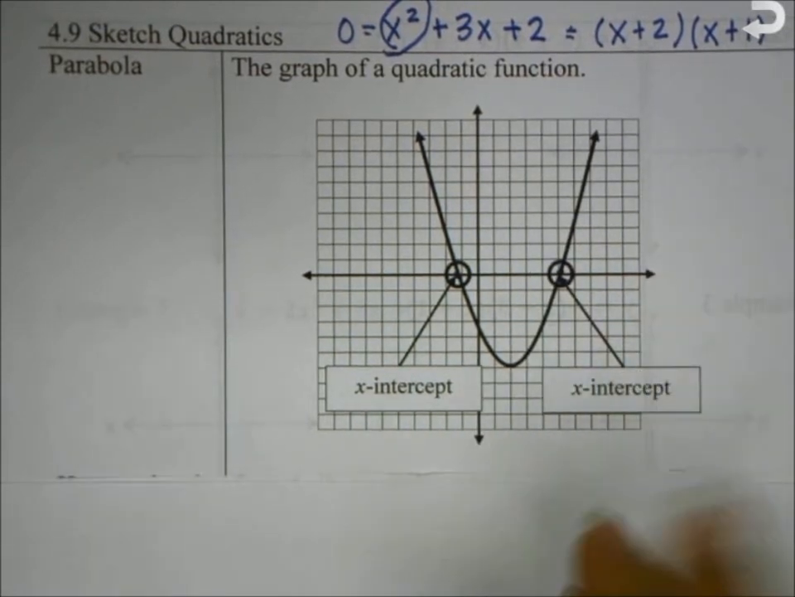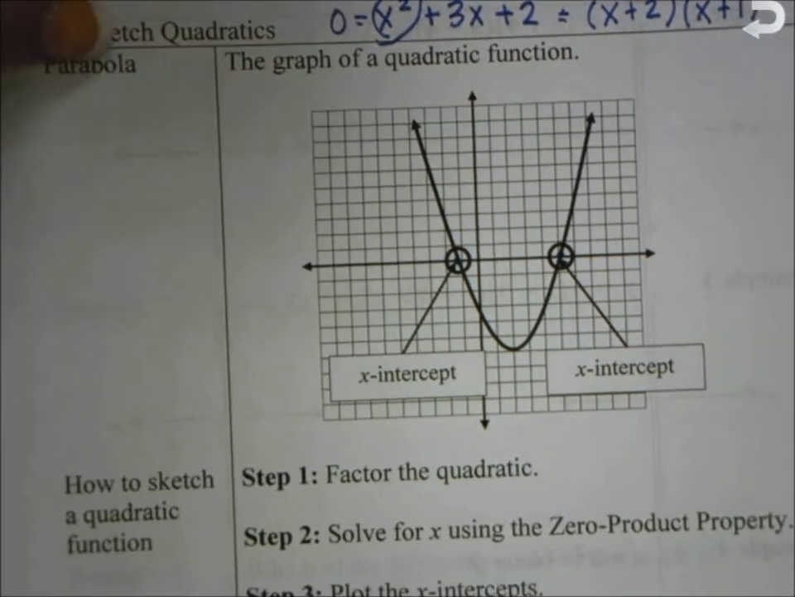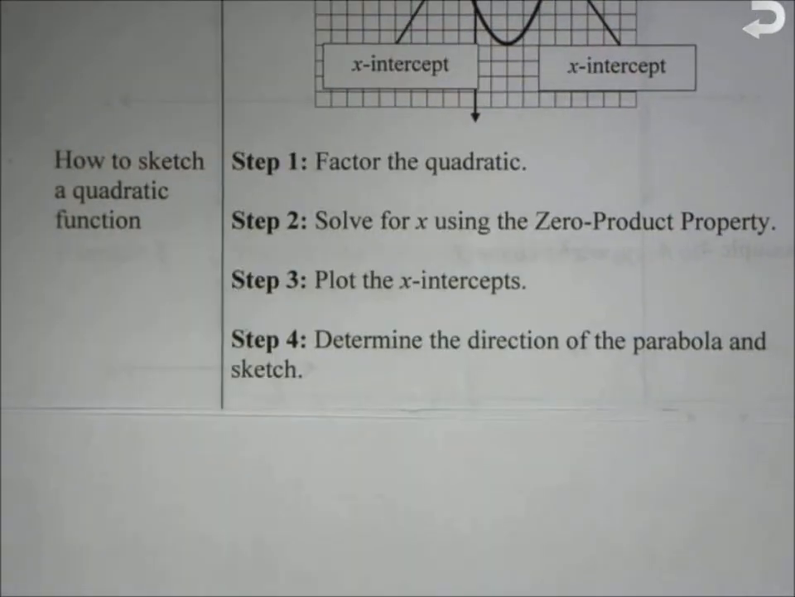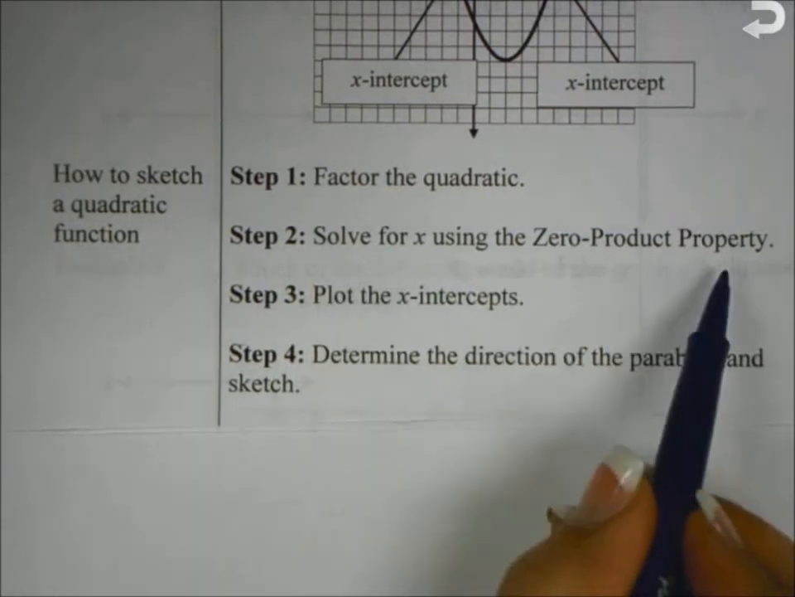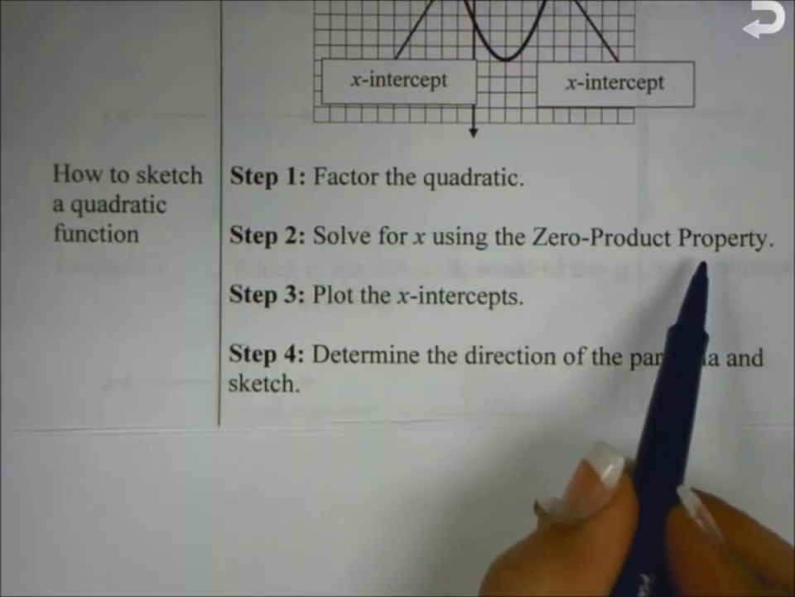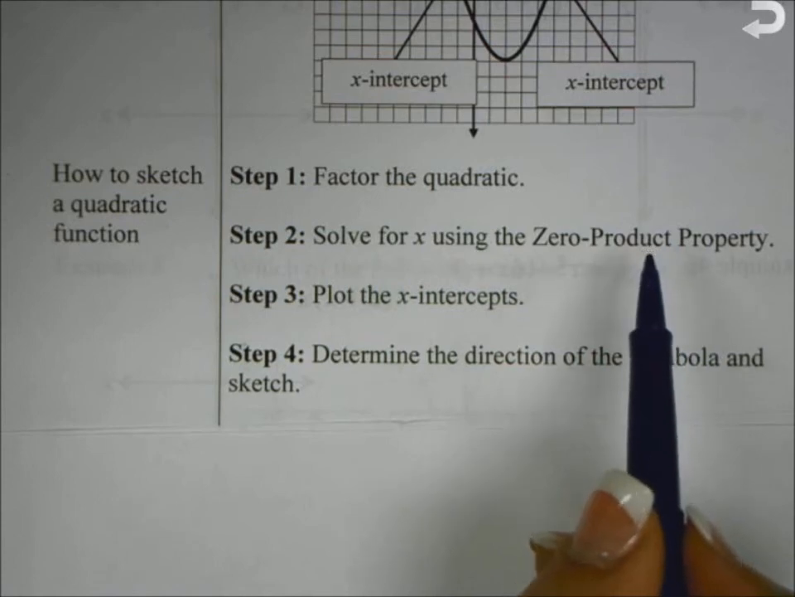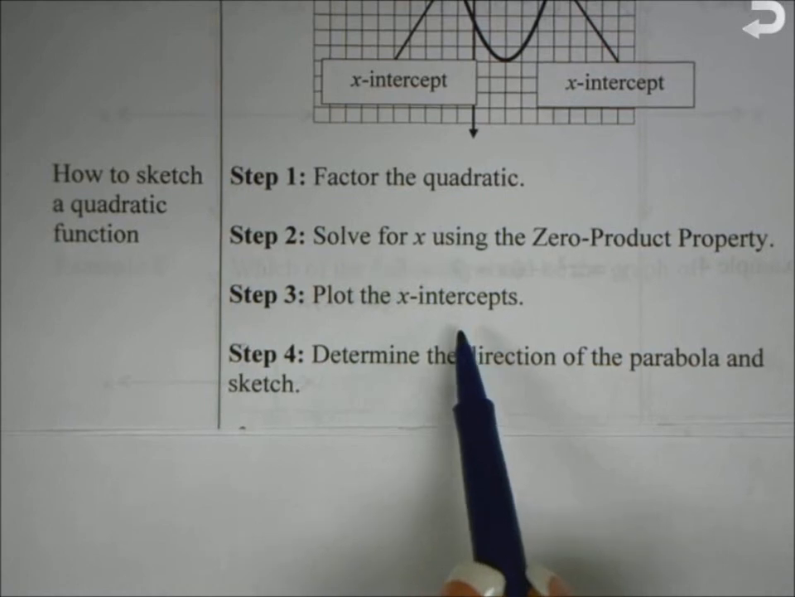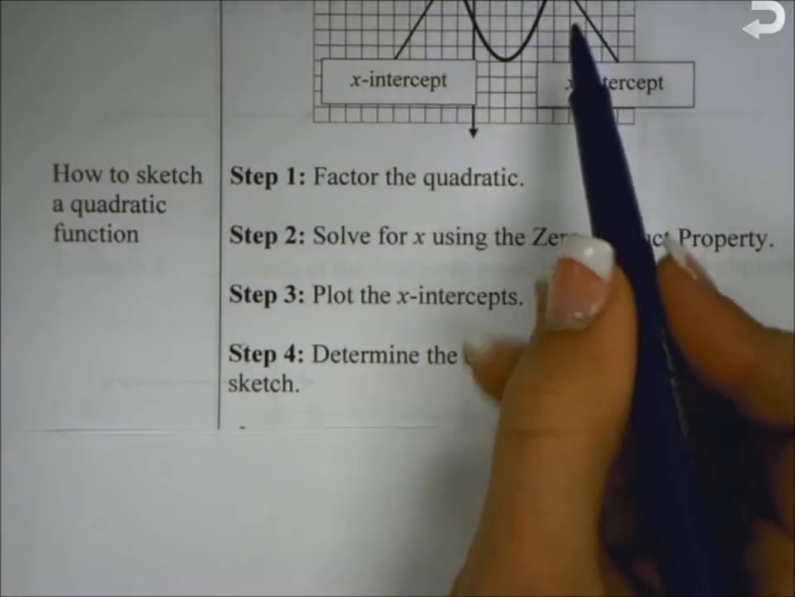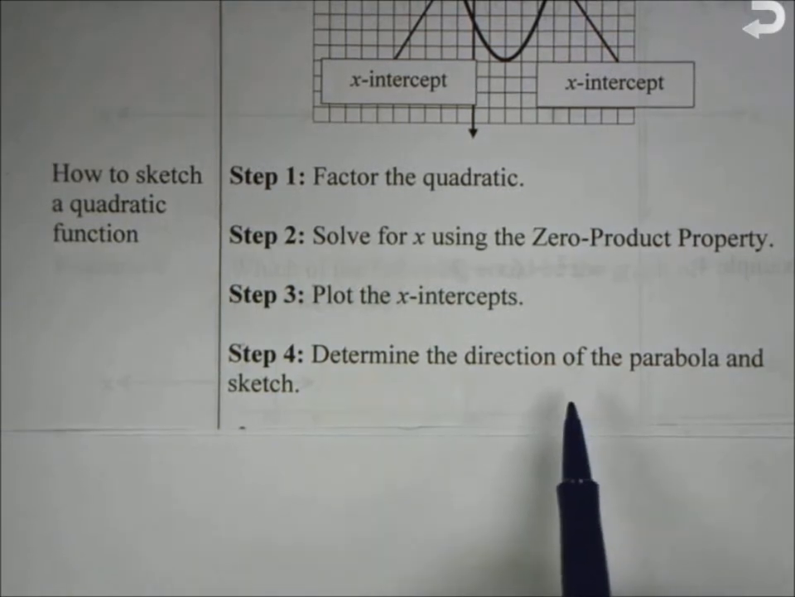So to sketch a quadratic function, we have 4 steps. The first step is to factor that quadratic. The second step is to solve for x using the zero product property. So we're going to get 2 answers for x. Remember, whenever we use zero product property, we always got 2 answers. Step 3, we're going to plot those along the x-axis. And step 4, we can determine the direction of the parabola and sketch.